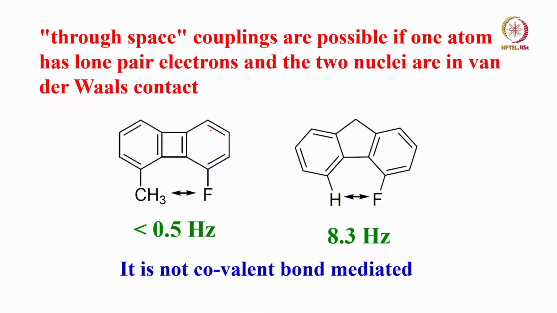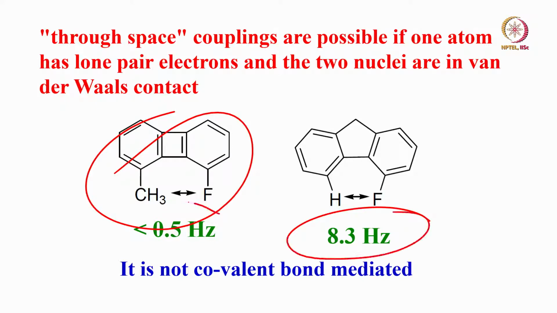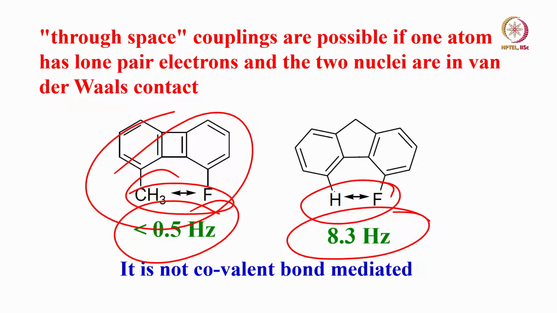And as I was telling, the coupling is always through covalent bonds, but there are some typical examples, molecules like this, where through space coupling is possible. It is because if one of the atoms has lone pair electrons and the 2 interacting nuclei are very close by, within their van der Waals radii, then you can see the coupling between these 2 directly without going through a covalent bond. This is called through space coupling. These are all exceptions, okay, but it is not covalent bond mediated, remember.